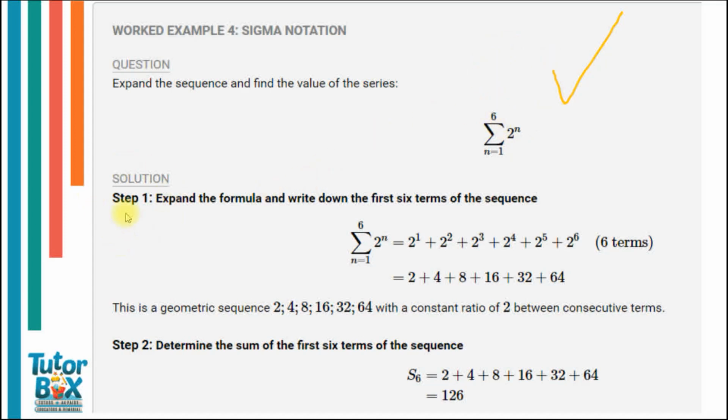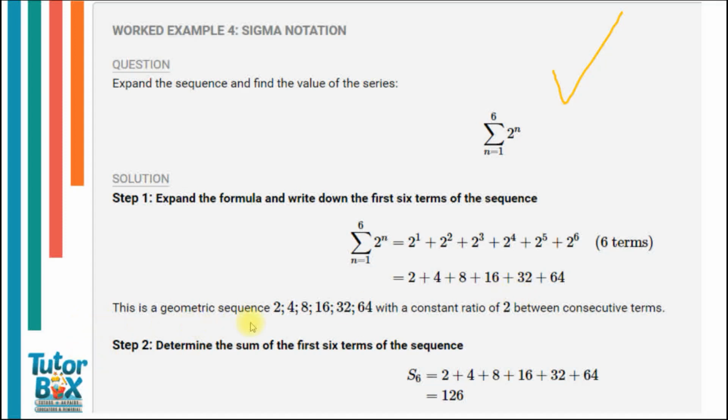So the first step: expand the formula and write down the first 6 terms of the sequence. You're starting with n is 1. So first, you're going to have 2 to the power of 1, and then you go to n is 2, plus, because it's a summation, plus 2 to the power of 2, plus, you go to n is 3, 2 to the 3, plus 2 to the 4, plus 2 to the 5, all the way to 2 to the 6. And then you get 2 plus 4 plus 8 plus 16 plus 32 plus 64.